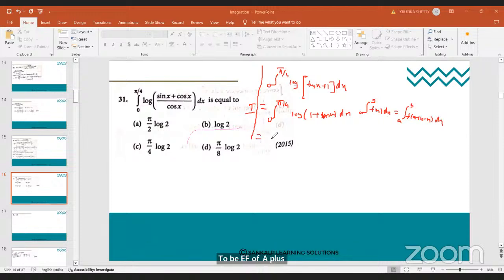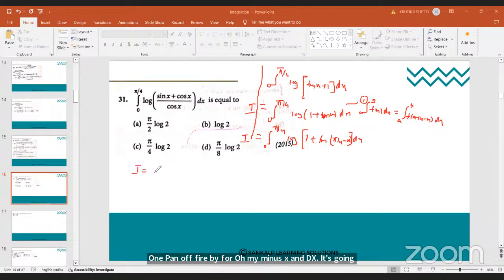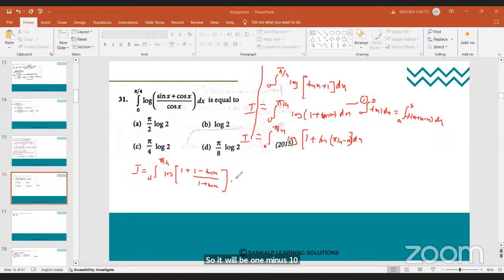So we can write it from 0 to pi by 4. This I will be equal to, this is our equation 1. On simplifying, we get the integral of log of 1 plus tan of pi by 4 minus x dx. Simplifying this further, I will be equal to the integral from 0 to pi by 4 of log of 1 plus, we know tan of pi by 4 is 1, so it will be 1 minus tan x divided by 1 plus tan x dx.